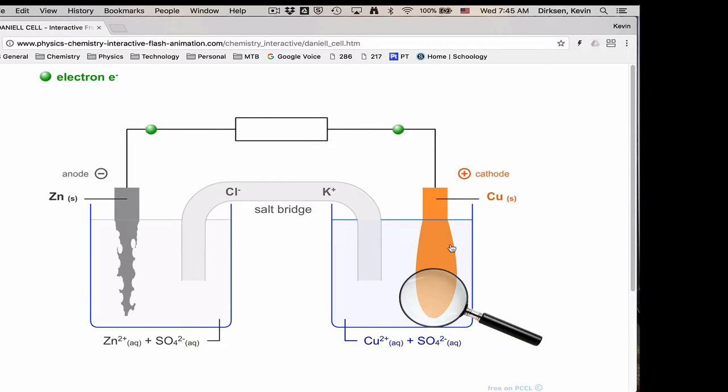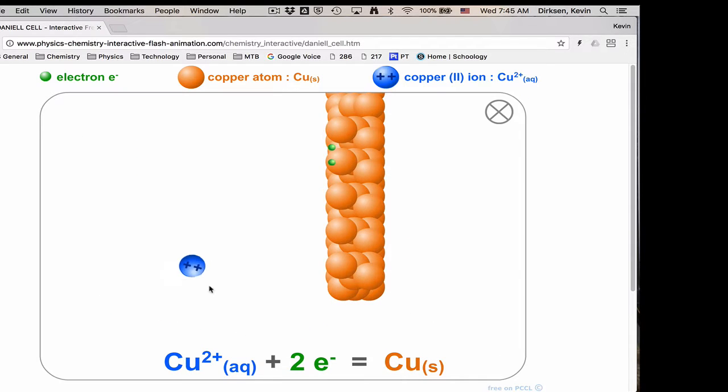Then at the cathode, we should be gaining electrons for the copper. In this case, we have copper ions, and they bump into this copper plate that has these extra electrons. So these coppers are gaining 2 electrons, and as they gain electrons, they get reduced. Gaining electrons is reduction. LEO goes GER.